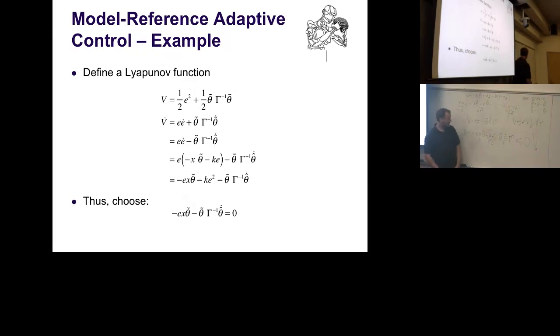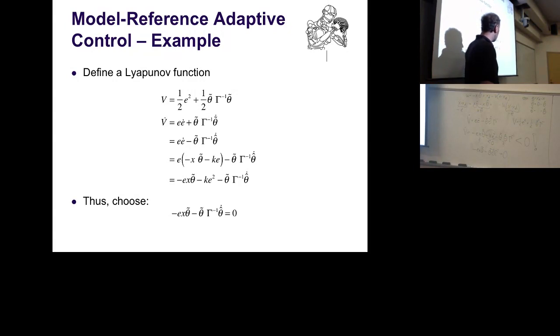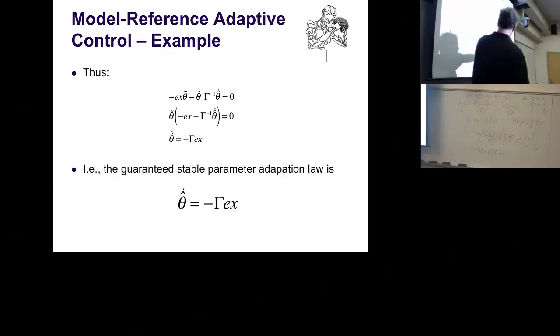But I still have a choice to do something, since I can actually choose in this law how I want to adapt my parameter. So very simple. I simply decide that minus e x theta squiggle minus theta squiggle theta hat dot times gamma to the minus 1, I want this to be zero. Brilliant, isn't it? So this is the choice I have, and I'm just exercising this choice. And now all I have to do is simply solve for theta hat dot, which is very straightforward to do. And this is basically what you get.